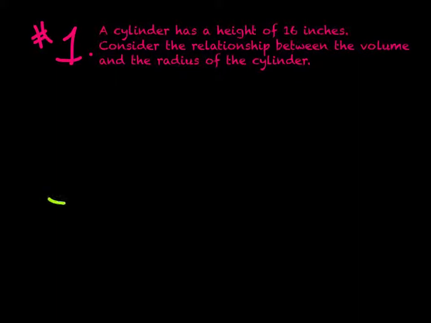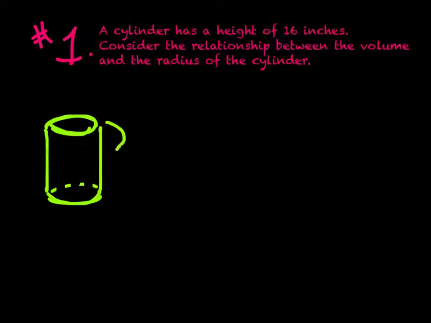So I'm going to draw a little picture of what a cylinder kind of looks like. We have essentially a tall, round, can-looking thing. So it would essentially look a little bit like this. We would have essentially a circle on the top, circle along the bottom, and it has a certain height. In this case, it has a height of 16 inches.